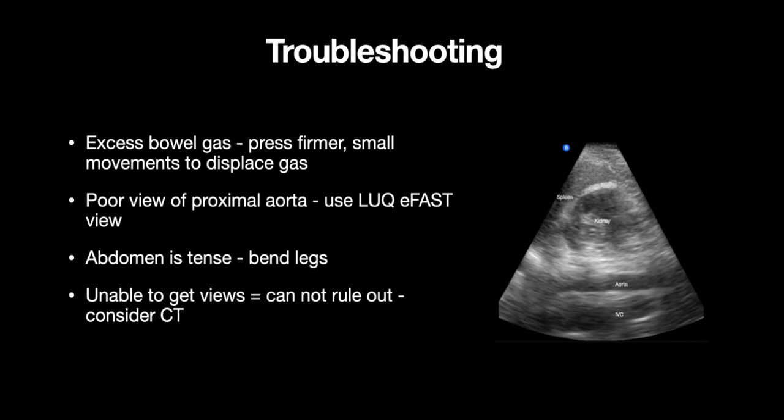But ultimately, the key point of that is if you can't see the aorta along its entire length, then you're not really ruling out the presence of an aneurysm.